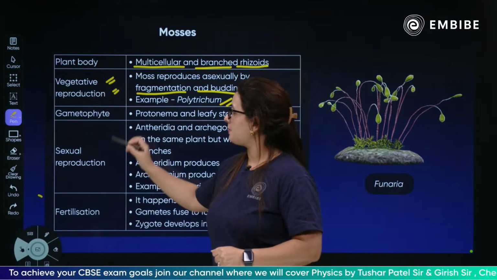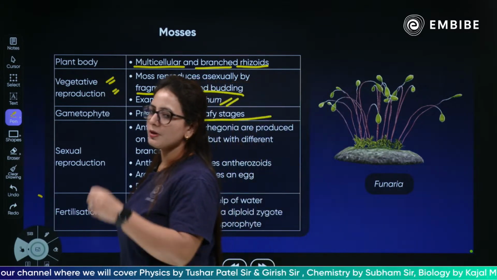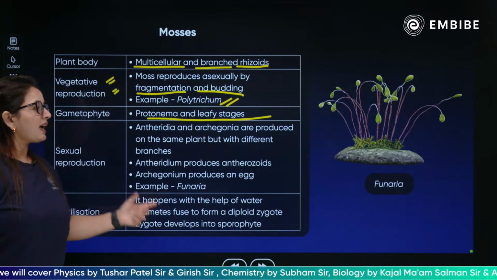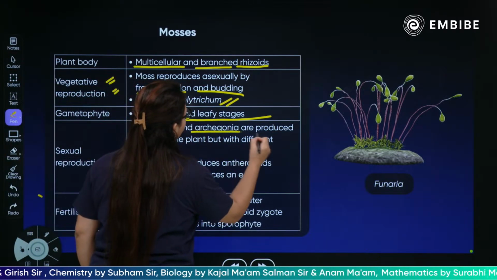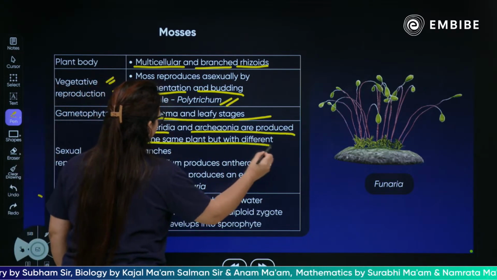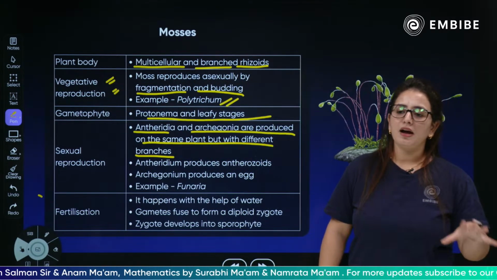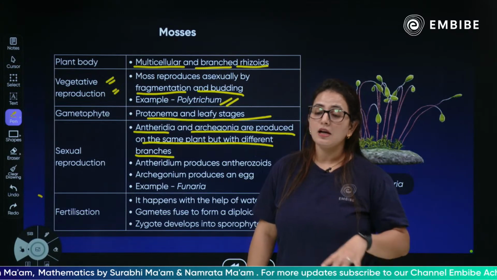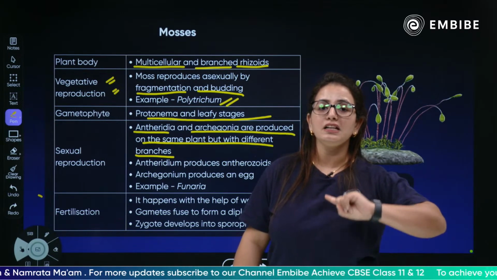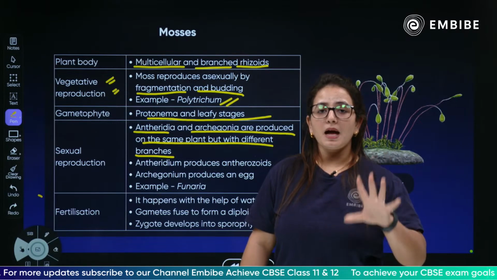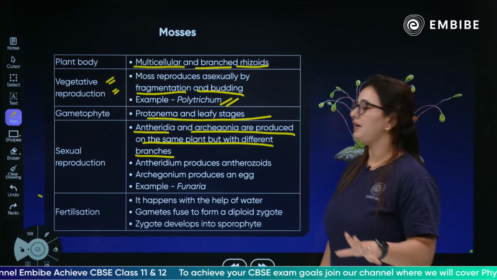Next, they also have the gametophyte, which possesses a protonema stage and a leafy stage. Sexual reproduction can also be seen in the Bryopsida. They have antheridia, male, and archegonia, female, produced on the same plant but on different branches. It means the male and the female gametophyte grow on the same plant, but they are not present on the same branch. They are present on different branches.